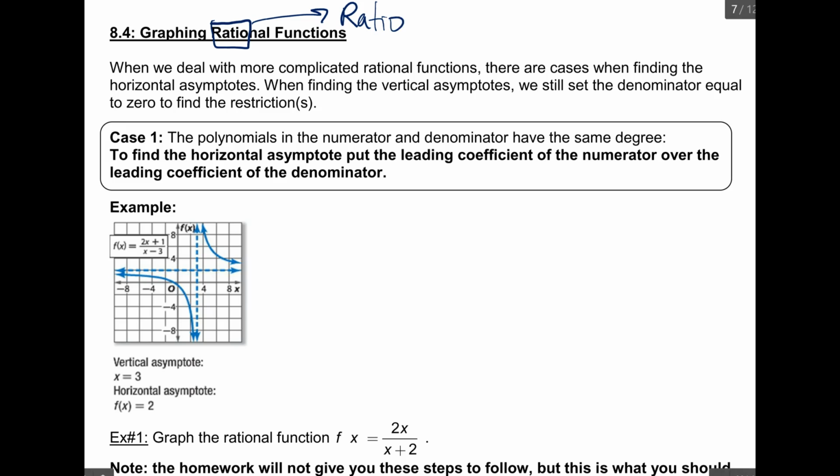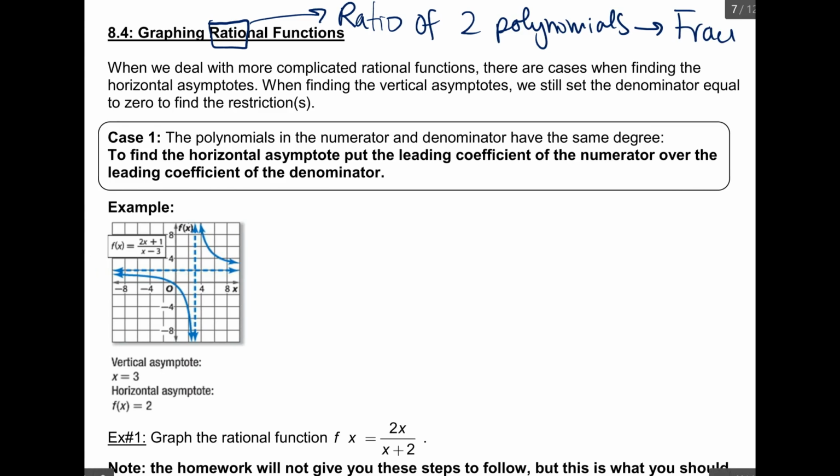It's a ratio of two polynomials, aka it's a fraction. So a rational function is literally a fraction with polynomials on top and bottom. What's a polynomial? Two or more terms.